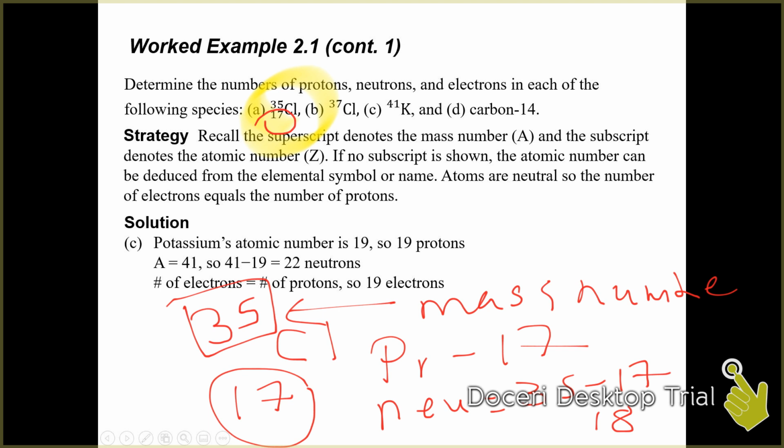Electrons in this species: the number of electrons and protons are the same because it is neutral. When the element is neutral, the number of protons and electrons are always the same, because electrons are negatively charged and protons are positively charged. No charge, neutral, means the number of positive and negative charges are balanced out. So we learned part A. Then I'm moving to B.